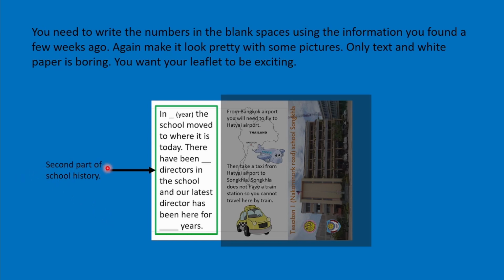The second part of the school history goes here on this section inside the green square here. You can have any colour square. You can have no square. It's up to you. Use your imagination. Think about what you like. Don't just copy.